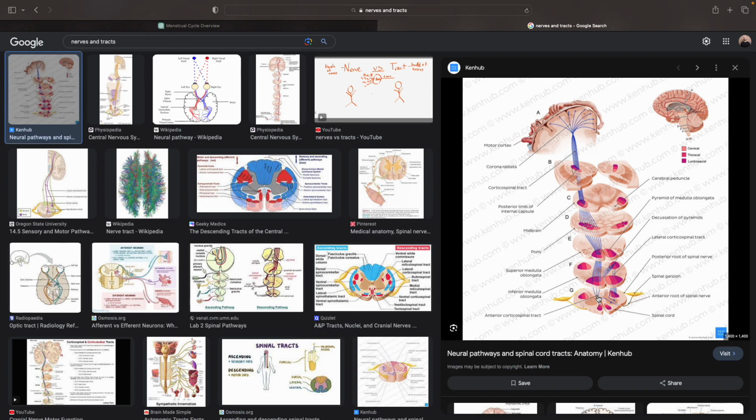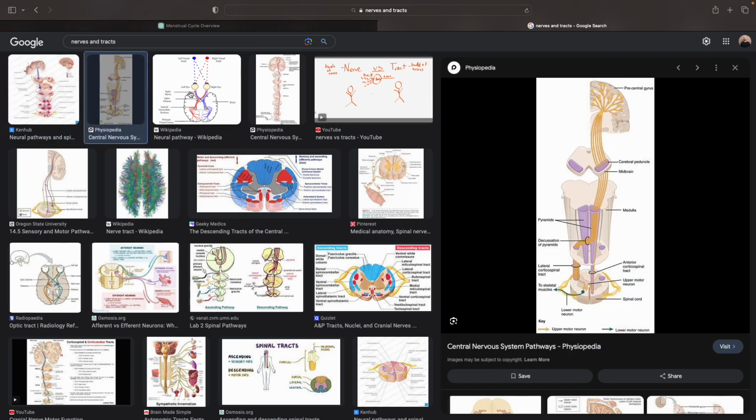And where's the tract? The tract is deep in, like it's in the dorsal tract or ventral tract, right? Anterior corticospinal tract, and the tract is going in the spinal cord, so it's different. The tract is going up and down. The nerves are going horizontally.